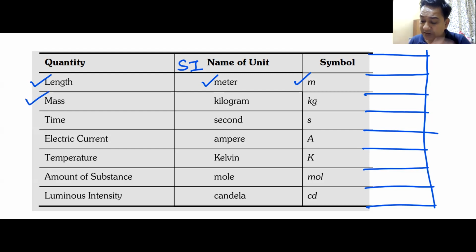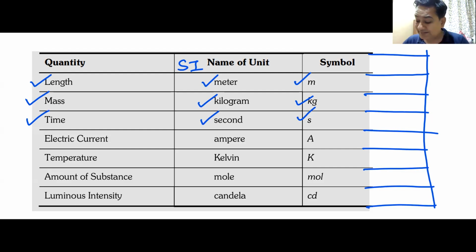The second fundamental physical quantity is mass. SI unit is kg or kilogram. The symbol is kg. We all know this, yes or no? The third one is time. MLT, everyone knows. SI unit is seconds. Symbol is s. Sometimes we write it as sec, but writing s is good enough.